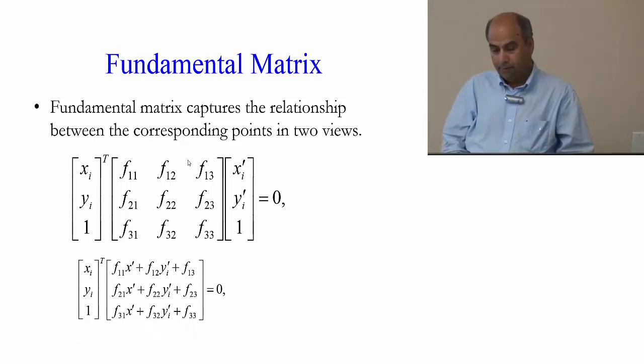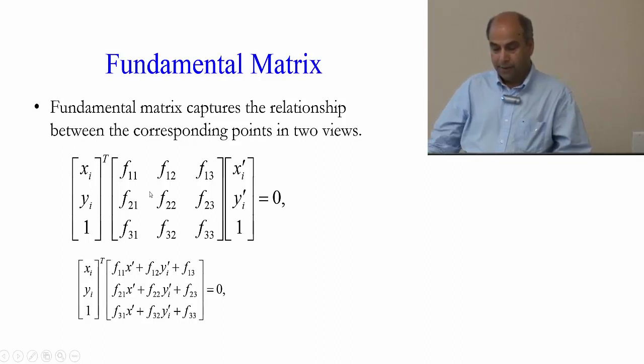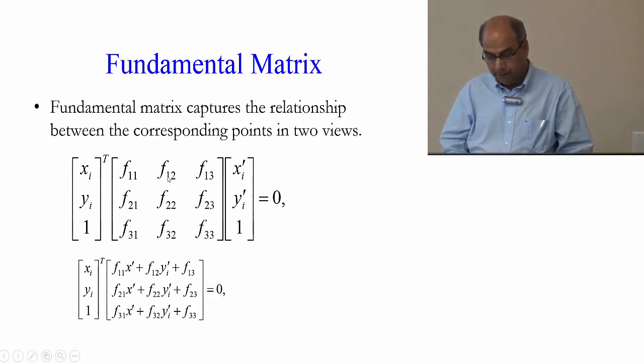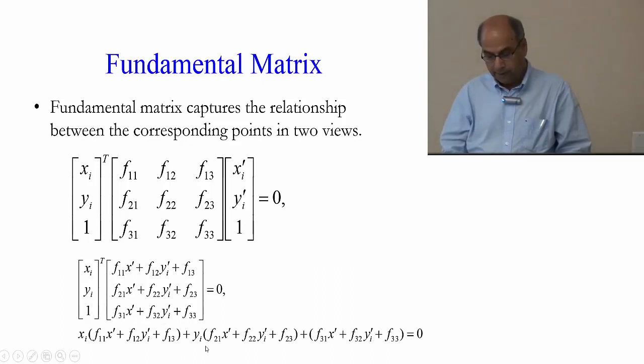When we multiply this one first, as you see, this will come as xi prime f11, yi prime f12 and f13, which is this one. Multiply with this, it will become xi prime f21, yi prime f22, plus f23, and so on. Then multiply this again with that. So this will be multiplied by xi, yi, and so on. So we'll get it like that.